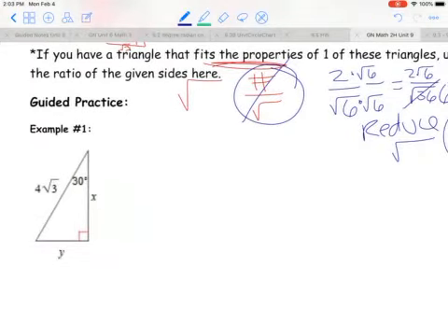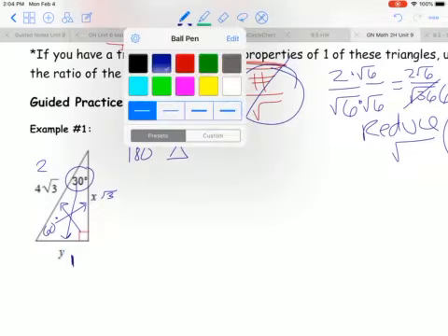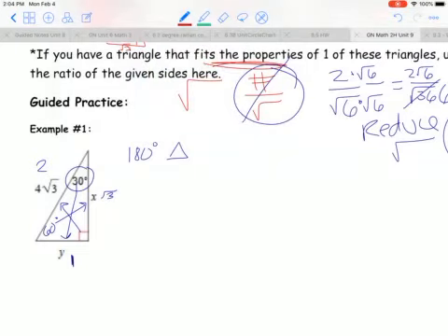So if you take a look here, 30 degrees, I know this has to be 60 because a triangle is 180. So across from the 30, we're going to assign this a 1. Across from the 90, we're going to assign this a 2. And across from the 60, we're going to assign this the radical 3. So I'm going to look at the first unknown. Let's do the x, and look at the one we know, the 4 radical 3.